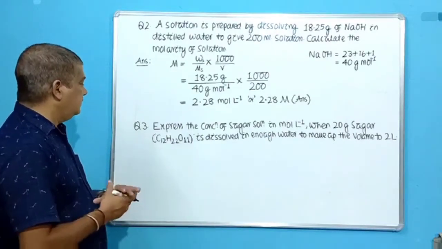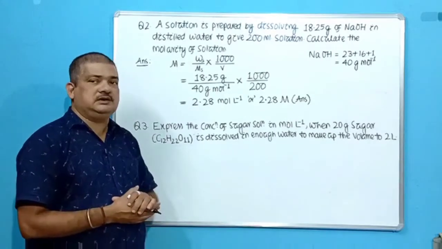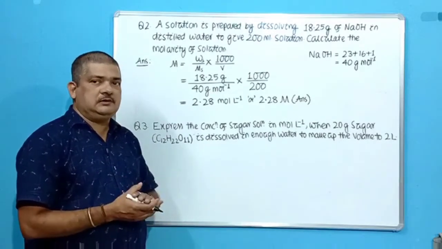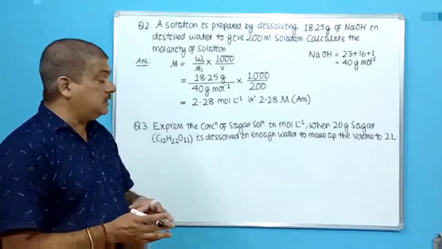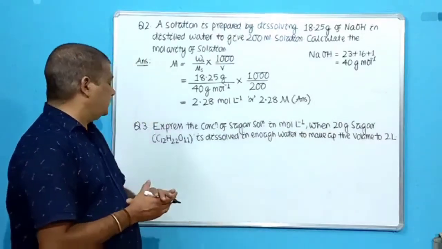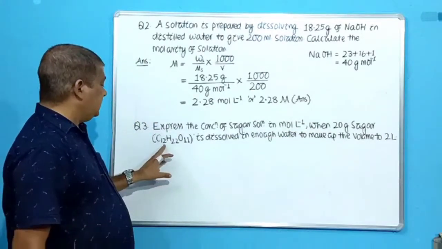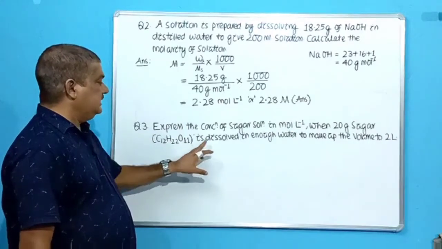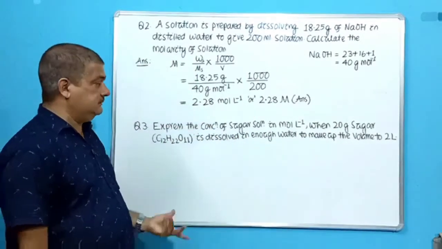Then come to question number 3. Express the concentration of sugar solution in moles per liter. The unit of molarity, I told you, is moles per liter. That means it is asked directly what is the molarity of the sugar solution. So, calculate the molarity of sugar solution when 20 gram of sugar, the table sugar, that is sucrose, formula C12H22O11, is dissolved in enough water to make up the volume up to 2 liter.